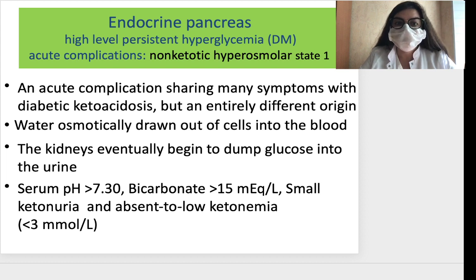Water is osmotically drawn out of cells into the blood. The kidneys in this case eventually begin to dump glucose into urine. Serum pH is more than 7.3, bicarbonates more than 15, small ketonuria and absent to low ketonemia, less than 3. It is very high hyperosmolarity. There will be very high glycemia in this case, but without presence of ketonic acids in blood and in the urine.